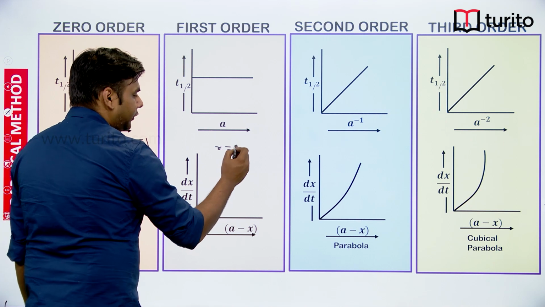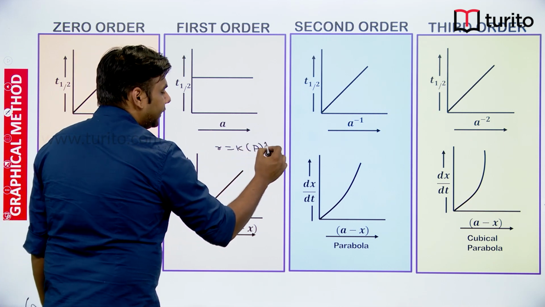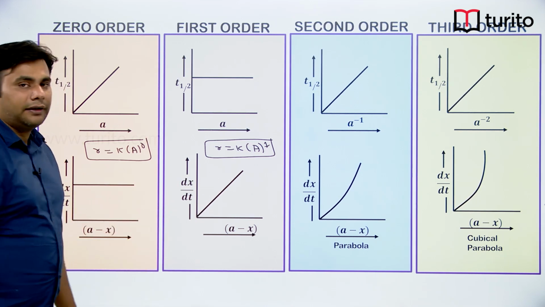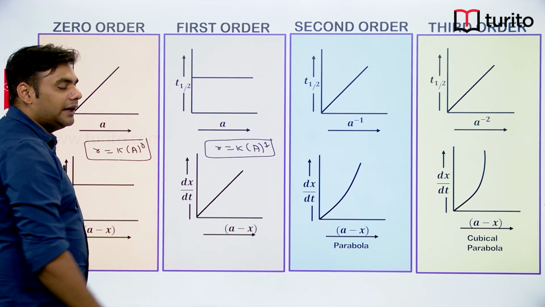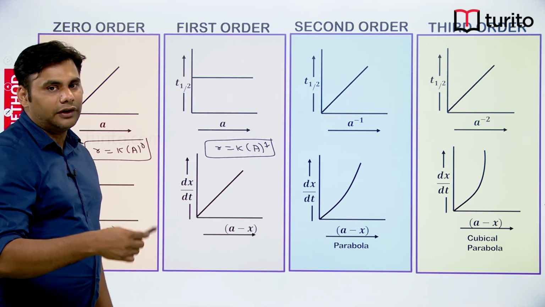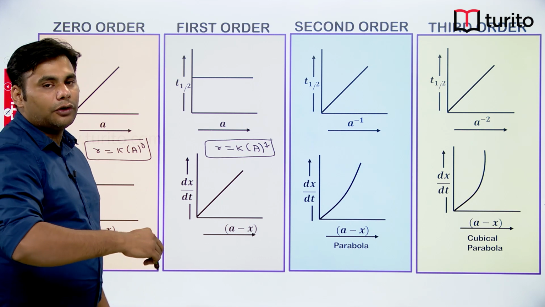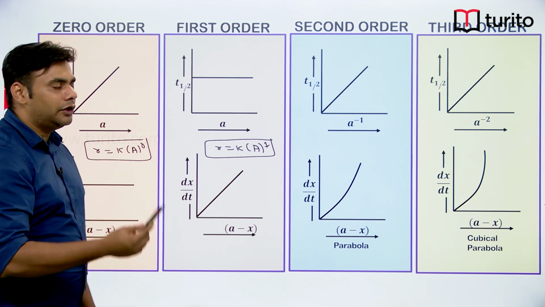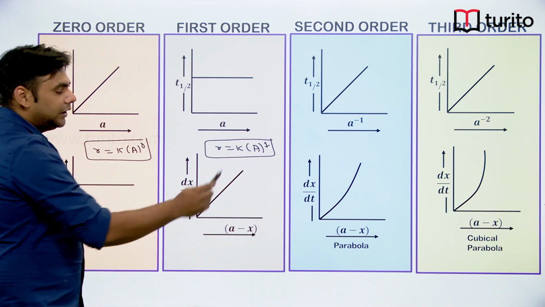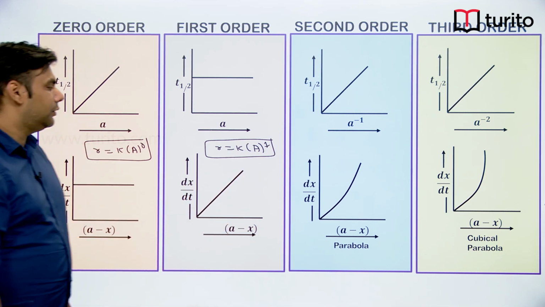Similarly, if we write for a first order reaction, we know that rate is directly proportional to concentration of A. So if you write rate as minus dA by dt, A you can write as A minus x, because after time t, A minus x is left. A is a constant, so differentiation is 0. So basically it will become dx by dt, and it is a straight line passing through the origin.